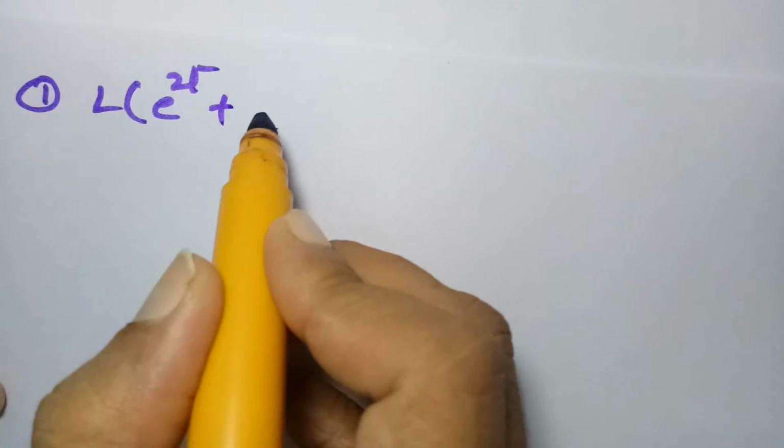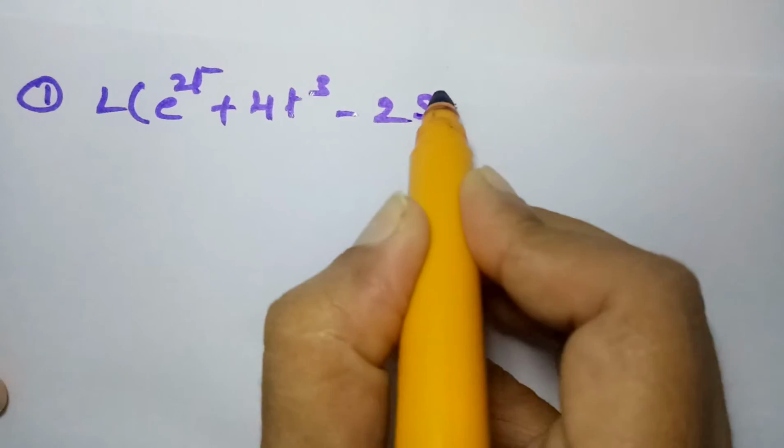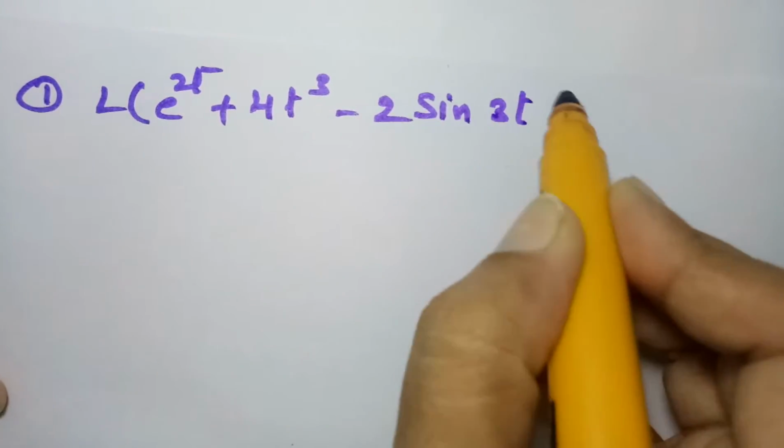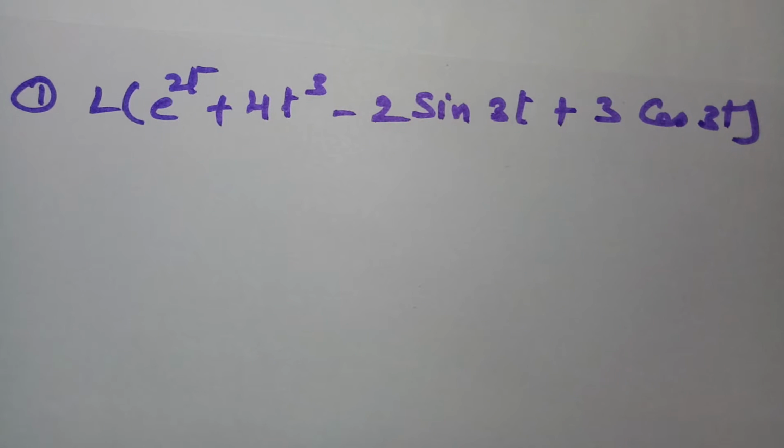So this is how we have to solve. Examples are, find the Laplace transformation of, first one, the question is Laplace transformation of e power 2t plus 4t cube minus 2 sin 3t plus 3 cos 3t. So this is the problem given. It will be in your textbooks also.